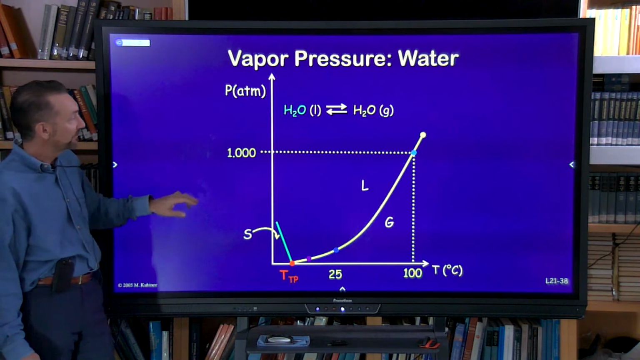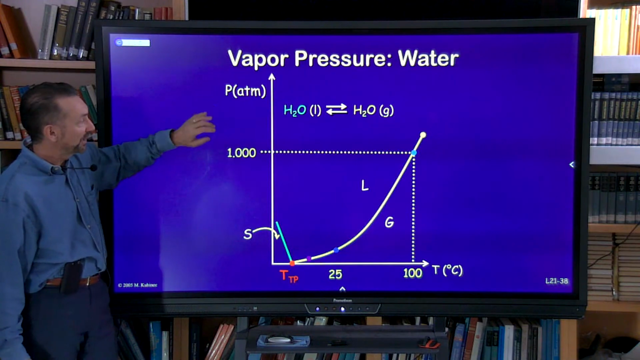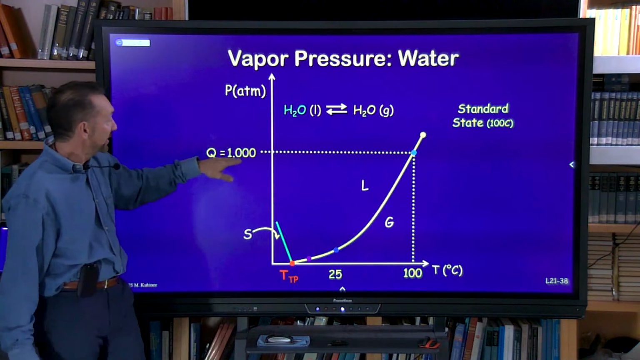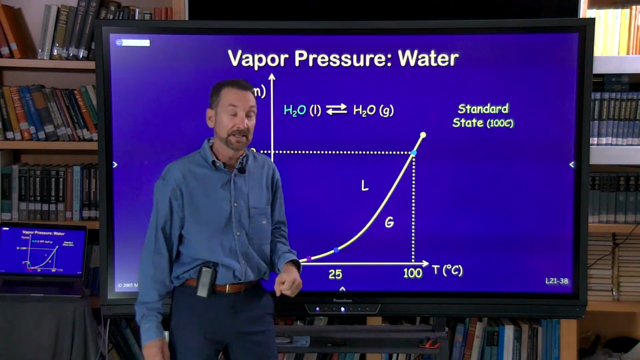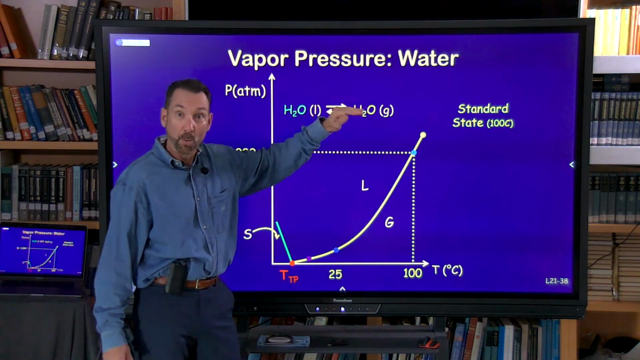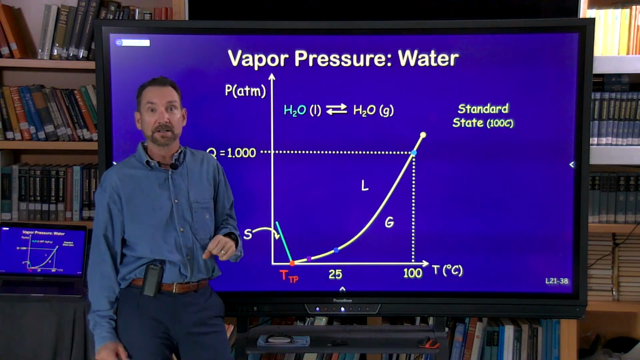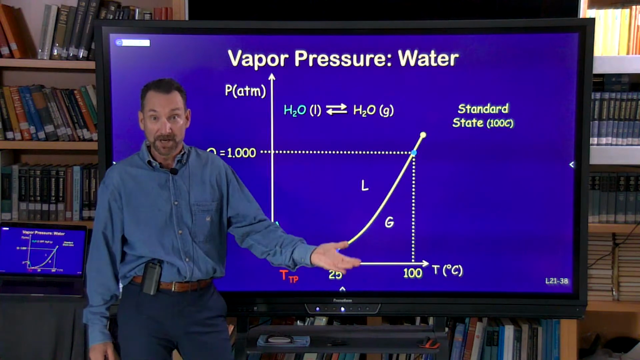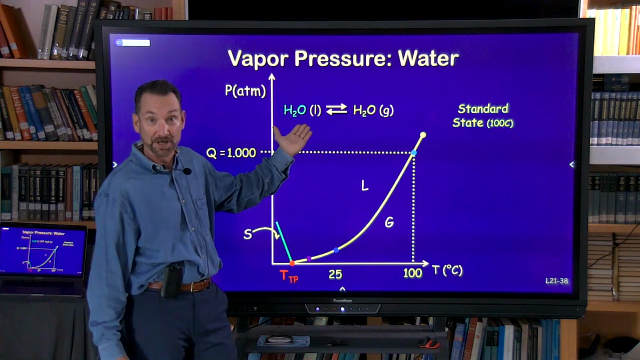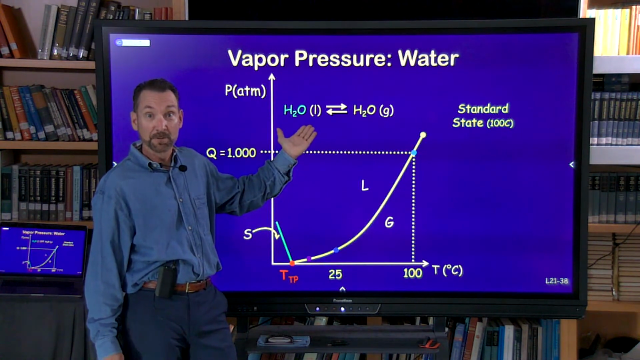So if we have 1 atmosphere of water vapor pressure, that, as we also know, corresponds to what we call the standard state. Standard states are 1 atmosphere or 1 molar concentrations. The pure liquids and solids are present. They don't have a concentration. They don't appear in the equilibrium expressions.